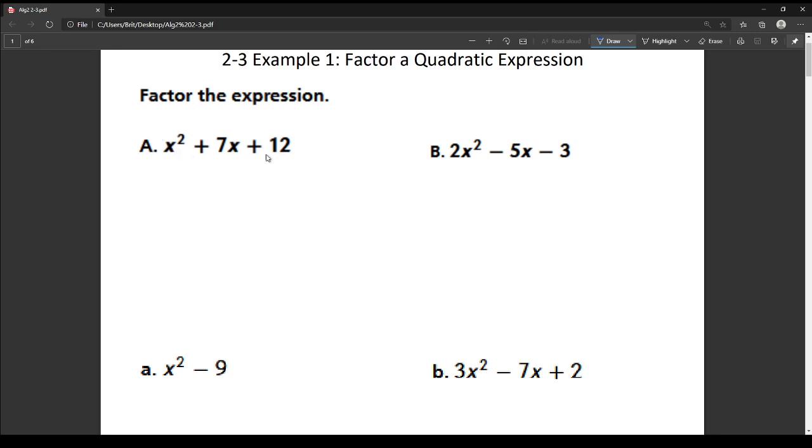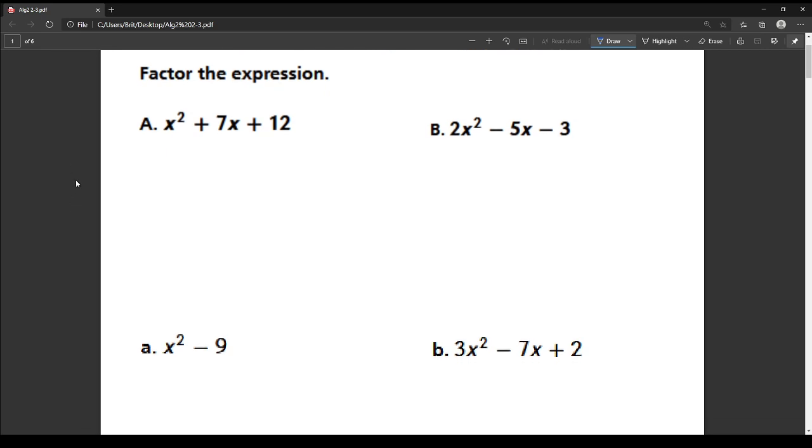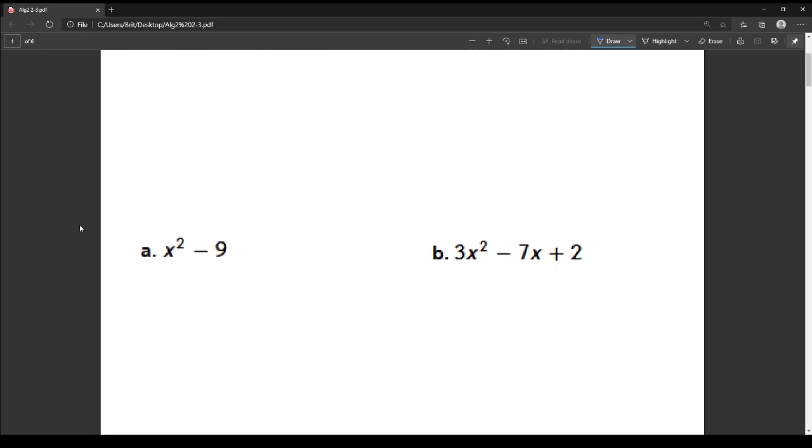If you notice on this quadratic, your a value, the number in front of x squared, is 1. This is a different kind of factoring, though not really, from this one where the a value is 2. And then here for this little a problem, the x squared minus 9, do you see that the b term is missing? So this one is called the difference of squares, which has its own factoring rule.